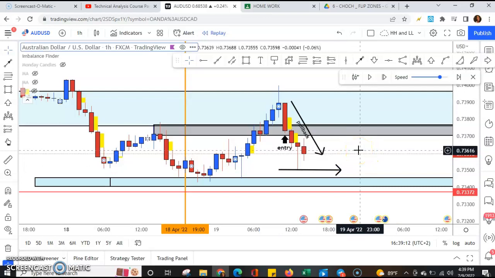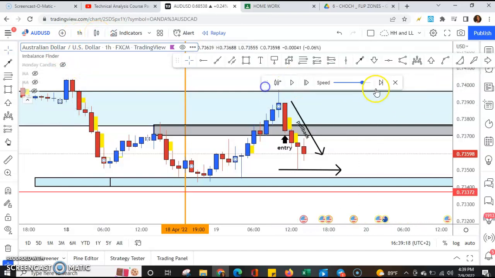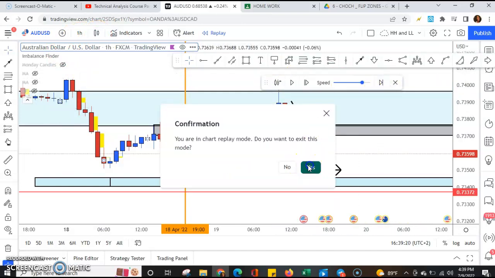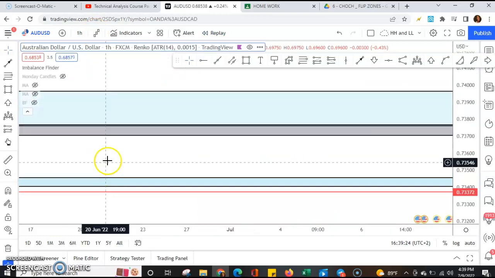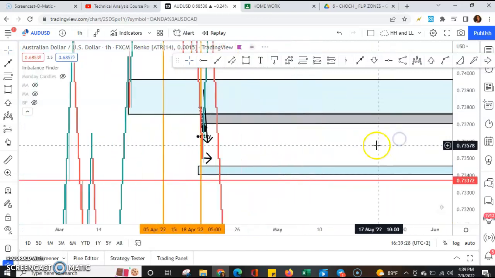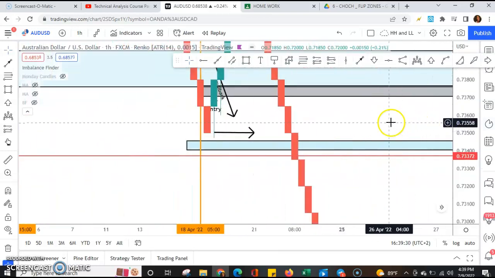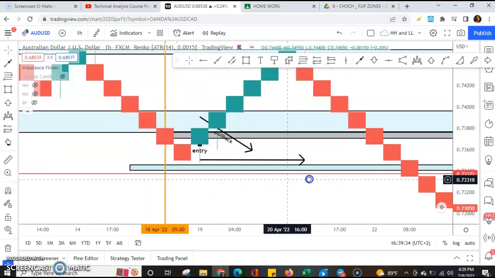Now, one of the things that I thought of was, okay, well, I also use Renkos. So let me go ahead and show you how that could possibly be a confirmation as well. So let me go to my Renko chart. It's unfortunate that Renkos... There we go.